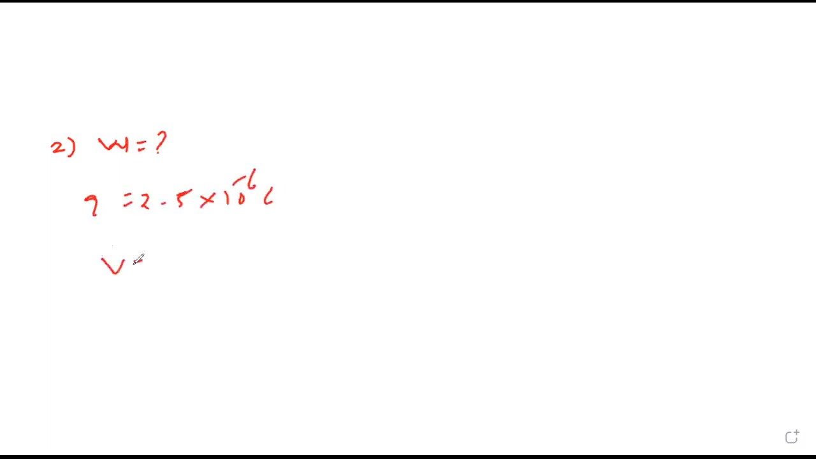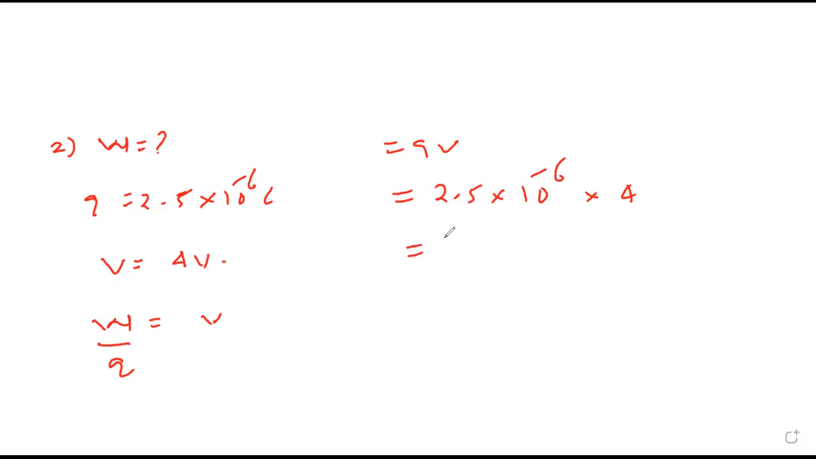10 microcoulombs. Sorry, microjoules. Micro means microjoules, you are telling, no? Yeah. So Q into V is 2.5 into 10 raised to minus 6 into 4, 10 into 10 raised to minus 6 joule, or we can say 10 microjoules. Correct. Third one.